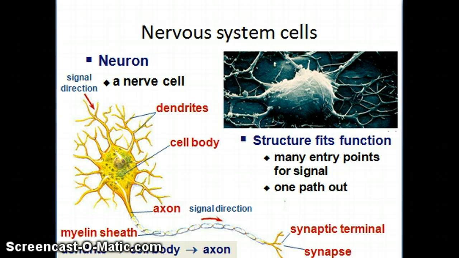Now, neurons vary a lot in their structures. They vary depending on what their function is. They vary in size from 4 micrometers to 100 micrometers in diameter. And their length actually varies from a few millimeters up to a meter. So they can be really long.